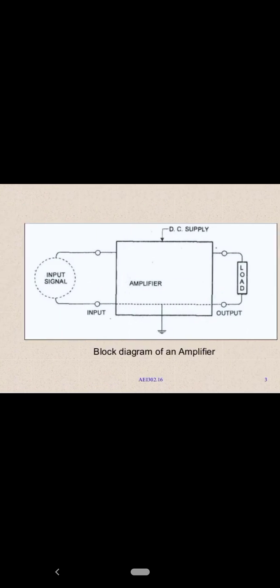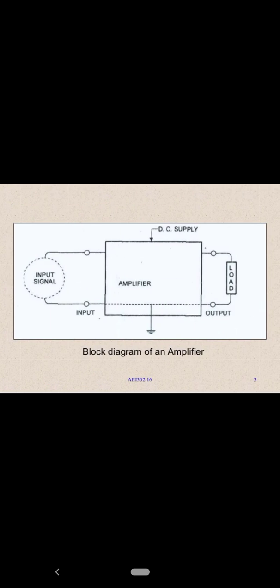Clear? So this is the block diagram of an amplifier. We give an input signal to the amplifier which works on a DC supply, and across the load we get an output which is an amplified signal.